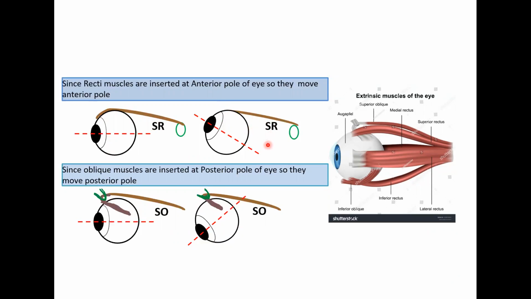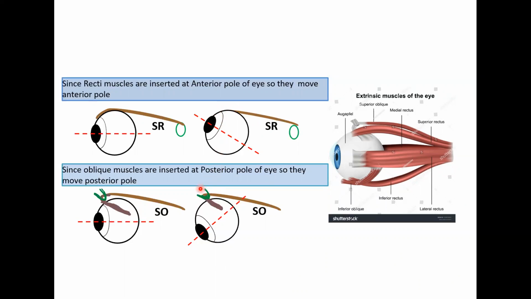So this will help in the elevation of the eyeball. Similarly, the inferior rectus will pull it downward and help in depression, and the same is true for the medial and lateral rectus. Medial rectus will pull the eyeball medially causing adduction, and lateral rectus will pull the eyeball laterally causing abduction or lateral rotation. So these recti muscles function according to their name, since they are inserted near the anterior pole and they move the anterior pole of the eye.